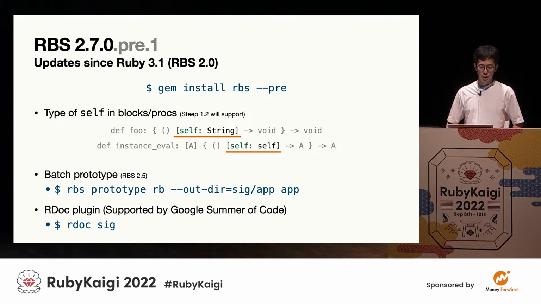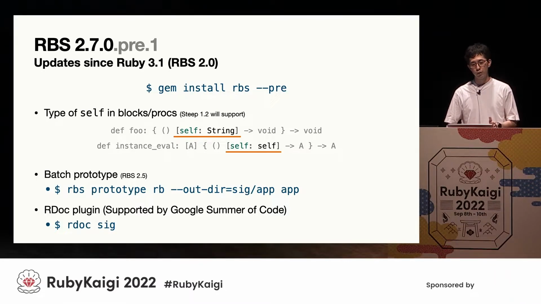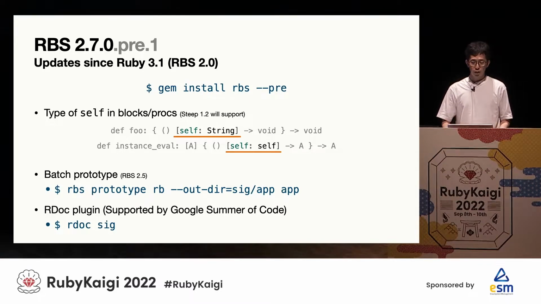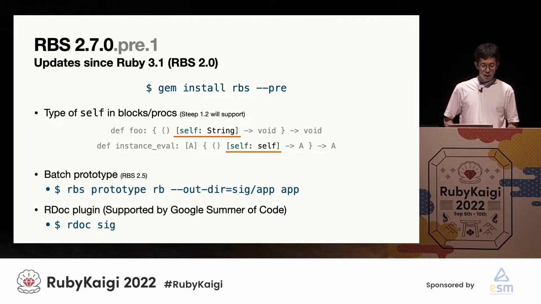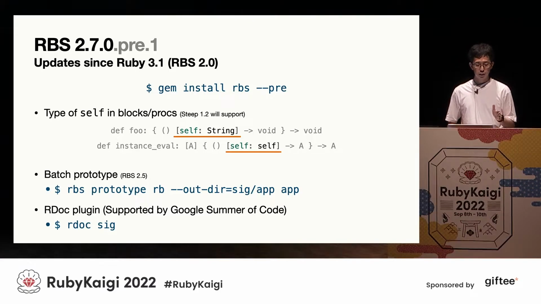Before going to my talk, I want to quickly introduce the latest version of RBS. It is 2.7.1. It is a pre-released gem, so you need the --pre option to install that. The new feature of 2.7 is that it supports declaring the type of self in blocks or procs.